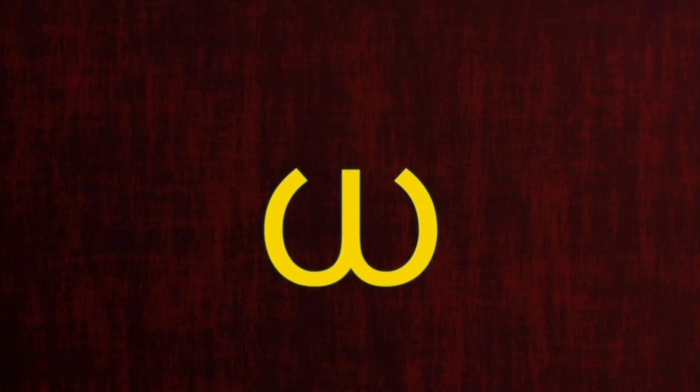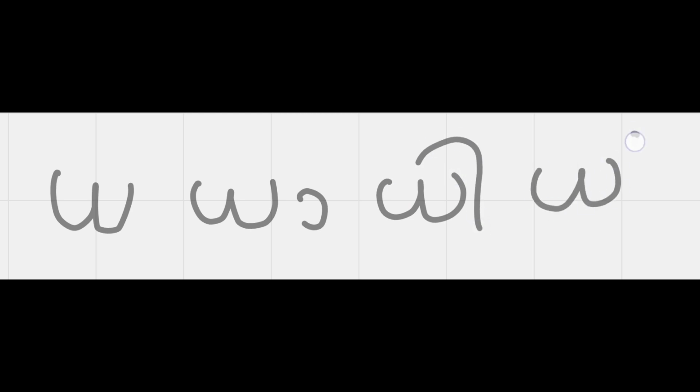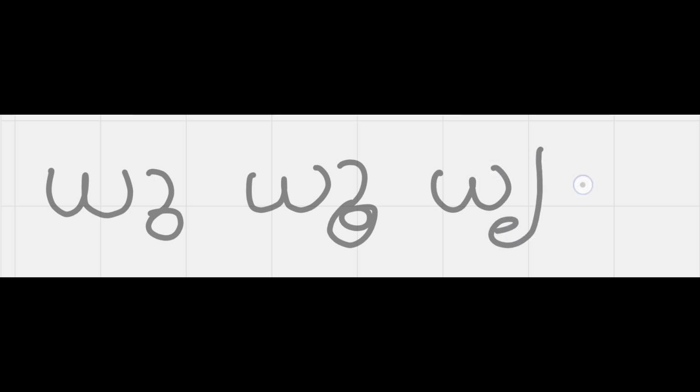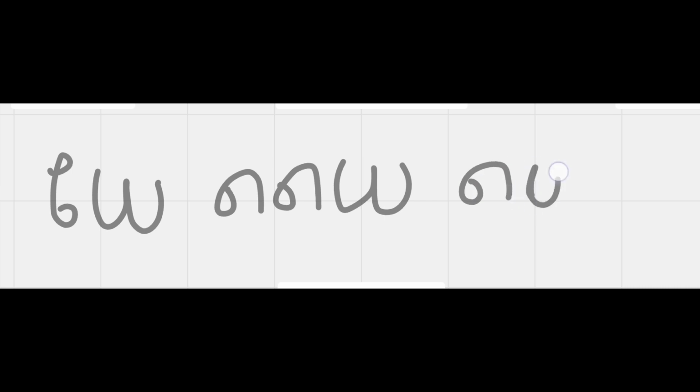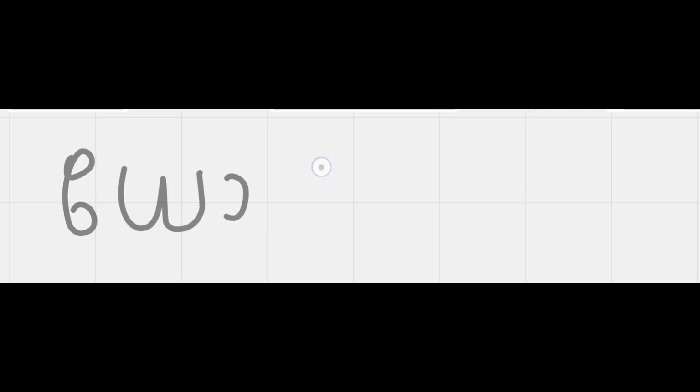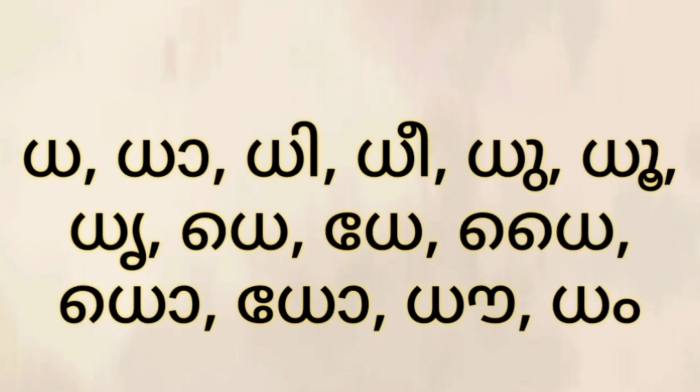Next letter is Dha. DHA sound. Dha, Dhi, Dhu, Dhr, Dhe, Dhai, Dho, Dhau, Dham, Dha. And Dha with the half moon symbol. Dh. Dha with the symbols. Dha, Dhi, Dhu, Dhr, Dhe, Dhai, Dho.